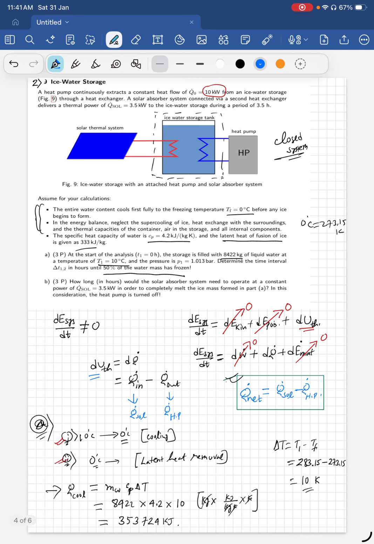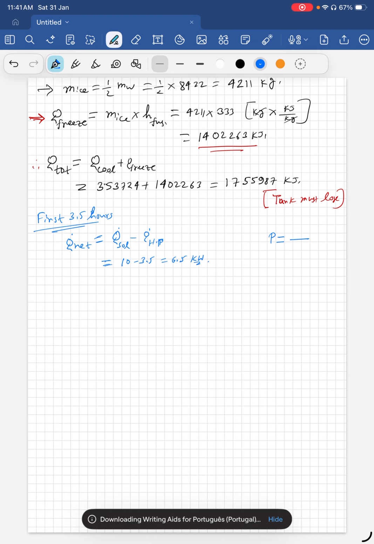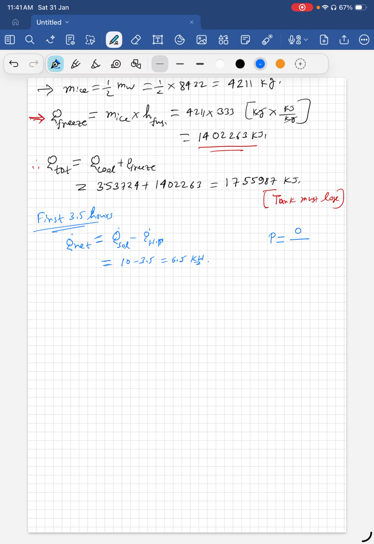So when the solar system was on, it was supplying 10 kilowatt of heat, and the heat pump was absorbing 3.5 kilowatt of heat, but for 3.5 hours. So if you want to calculate, we know the energy and power relation: power is Q or W divided by T. Power is the rate of the energy. Rate means we are defining with how much capability, with how much time you can do the work.